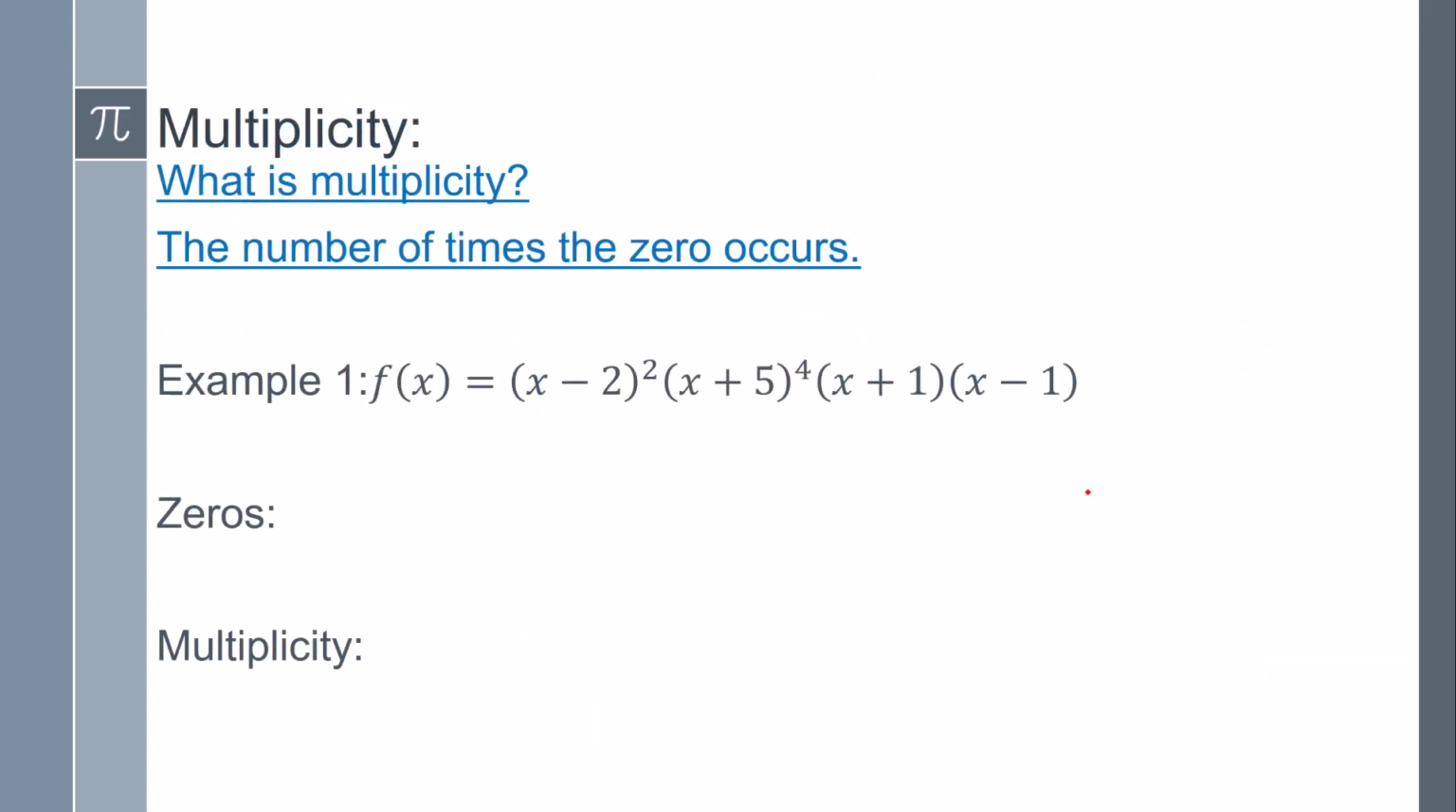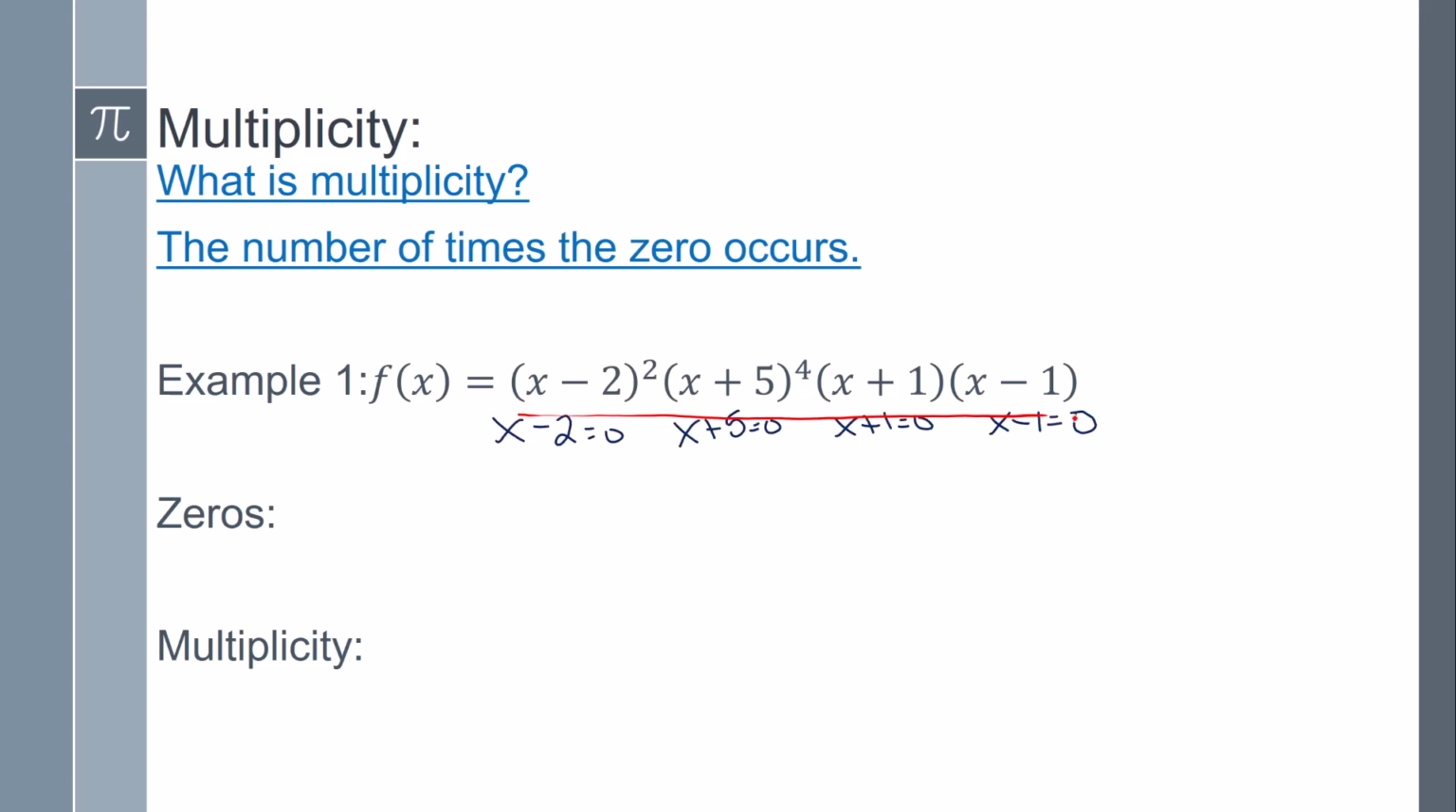Now the next, it's a little weird, because we haven't really done this before. But it's called multiplicity. Now, the best way to think about what multiplicity is, it's the number of times the zero occurs. Okay, let me say that again. It's the number of times the zero occurs. Now, if I have this polynomial that's completely factored, we can use the zero product principle to find what the zeros are. You just set each thing equal to 0.